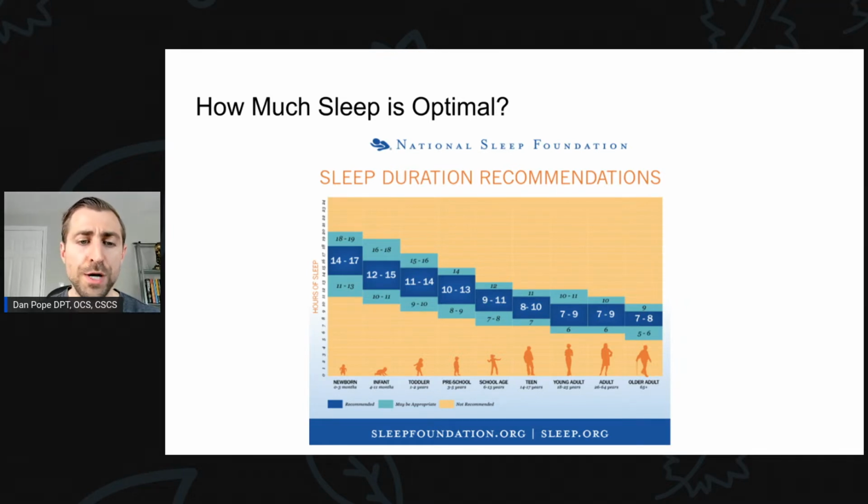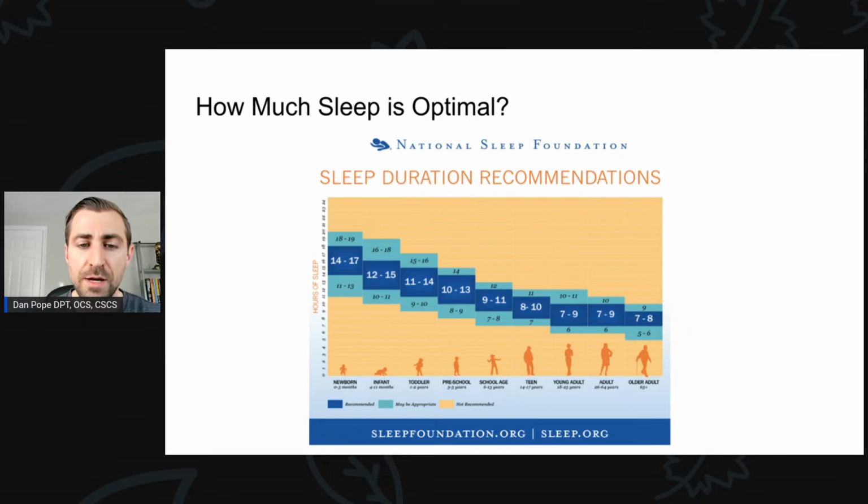But when you are a newborn, so basically 0 to 3 months, you're going to need on average somewhere between 14 and 17 hours per night of sleep. If you're an infant, so 4 to 11 months, you're going to need somewhere between 12 and 15 hours of sleep per night. As a toddler, this is 1 to 2 years or so, you need somewhere between 11 and 14 hours of sleep per night. In preschool, basically around 3 to 5 years old, you're going to need somewhere between 10 and 13 hours of sleep per night. If you're school age, so somewhere between 6 and 13 years old, you need somewhere between 9 and 11 hours of sleep per night.